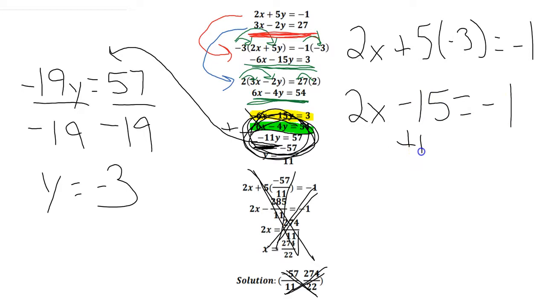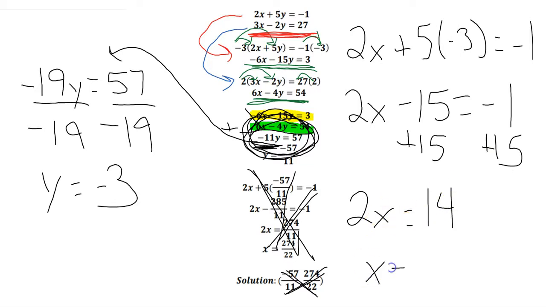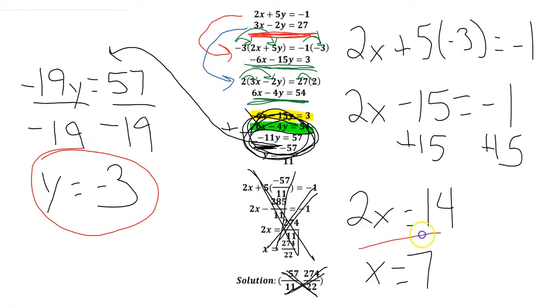If I add 15 to both sides, I'll get 2x equals 14. Divide by 2, I get x equals 7. So once I check it, I can see that y is -3, x is 7. I can write my solution as (7, -3). So that'd be our error analysis using elimination.